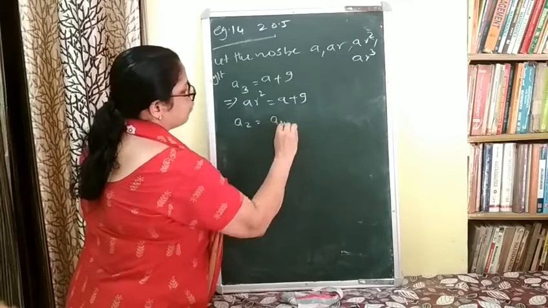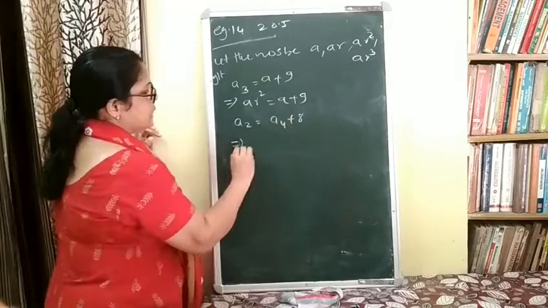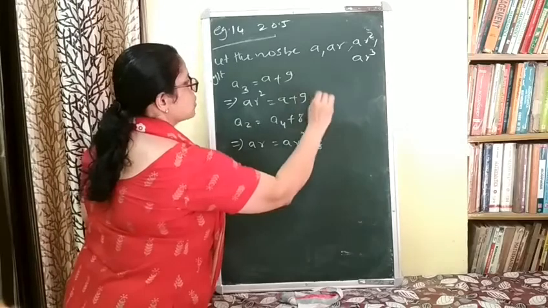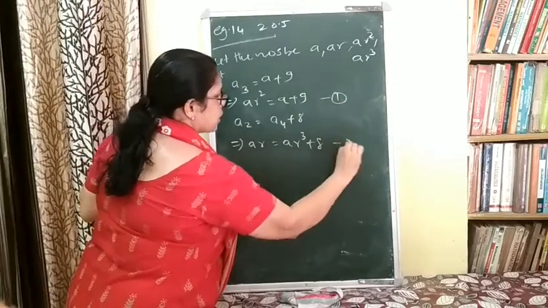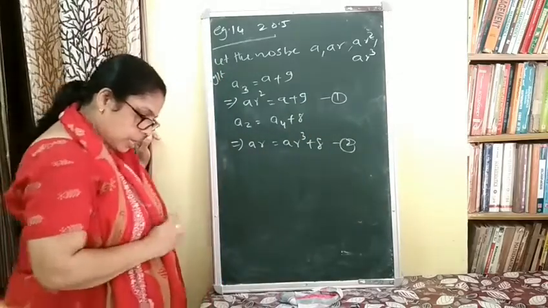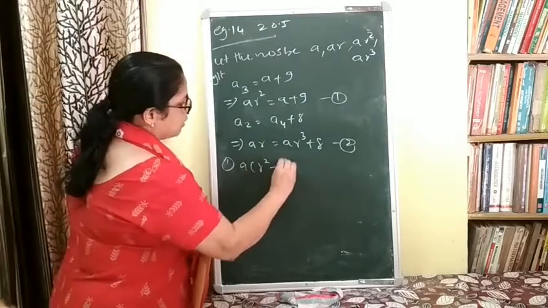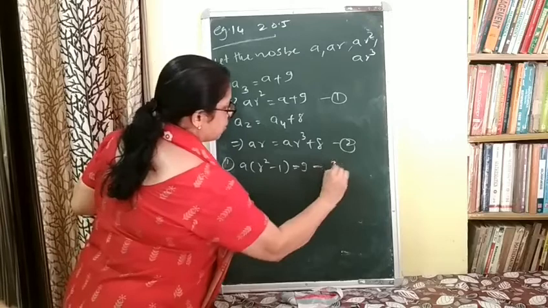Fourth term is A4 plus 8. That implies AR is equal to AR cube plus 8. This is the first equation and this is the second equation. We can solve this. Now from the first equation you will get A into R square minus 1 is equal to 9. That is equation number 3.